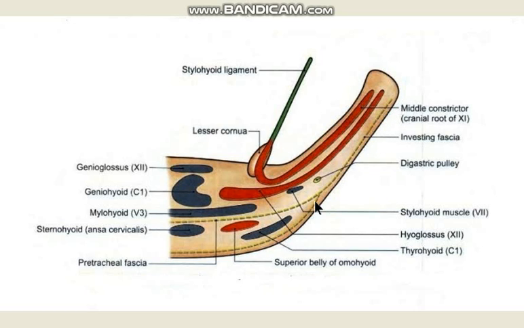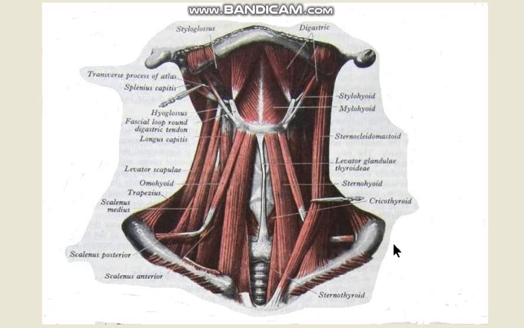So both the investing layer of deep cervical fascia and the pretracheal fascia are attached to the hyoid bone, and going above you can see here the mylohyoid muscle, the geniohyoid muscle, the genioglossus muscle, and you can make out the hyoglossus somewhat indenting the geniohyoid, and you can make out the stylohyoid ligament which is suspending the hyoid bone from the styloid process. And in this diagram you can again see those muscles coming to the hyoid from below.